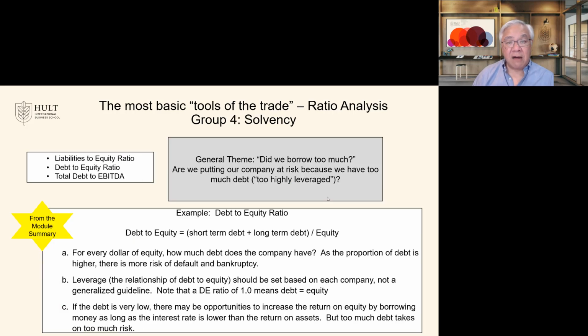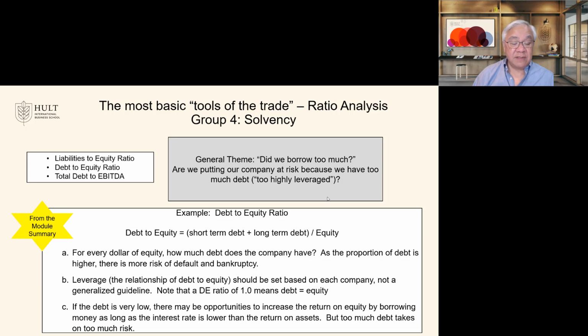The fourth group is solvency. The general theme is, did we borrow too much? So we're looking at, are we putting our company at risk because we have too much debt or we are too burdened by high leverage? The example among the 3 chosen here is debt to equity. The calculation is short-term and long-term debt combined divided by equity. The question this would answer is that for every dollar of equity, how much debt does the company have?